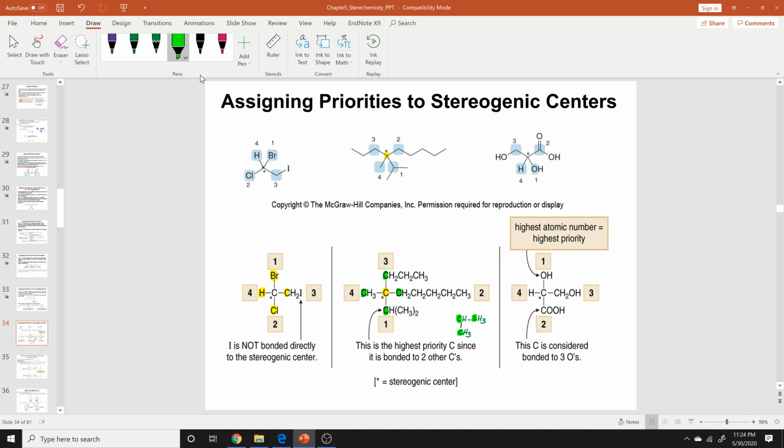Now, if you have an OH and a carboxylic acid, this is a carboxylic acid. This is a carbon. This is a carbon. Here you go. It's a carbon double bond OH. What did we say over here?